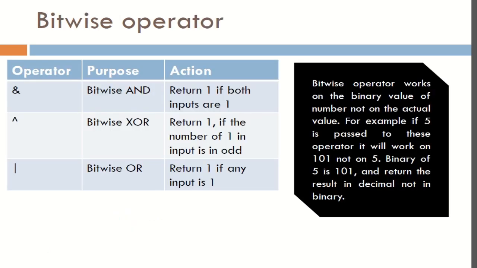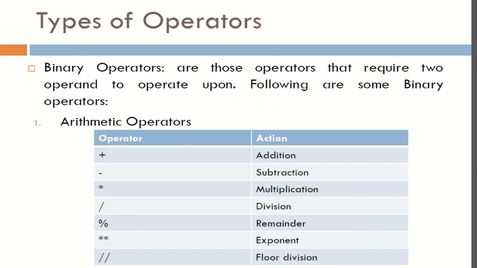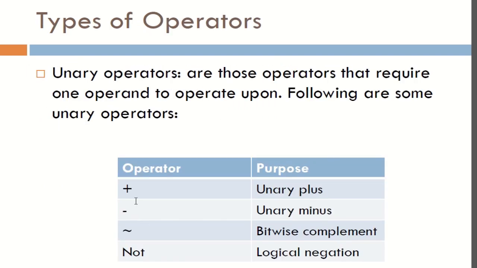Next is bitwise operator. I should make you understand about plus also, like unary plus, with only one plus. Bitwise complement means that if I use the positive part, it will give me the negative one. Logical negation and bitwise complement are somehow the same.